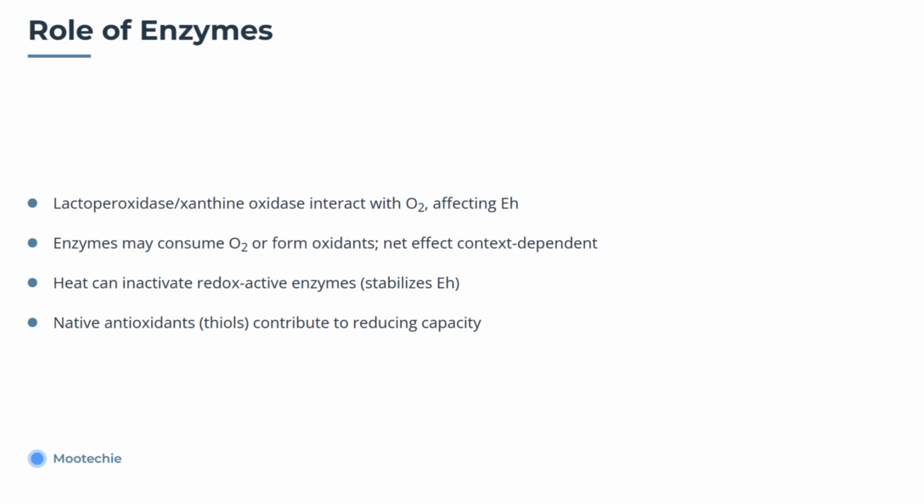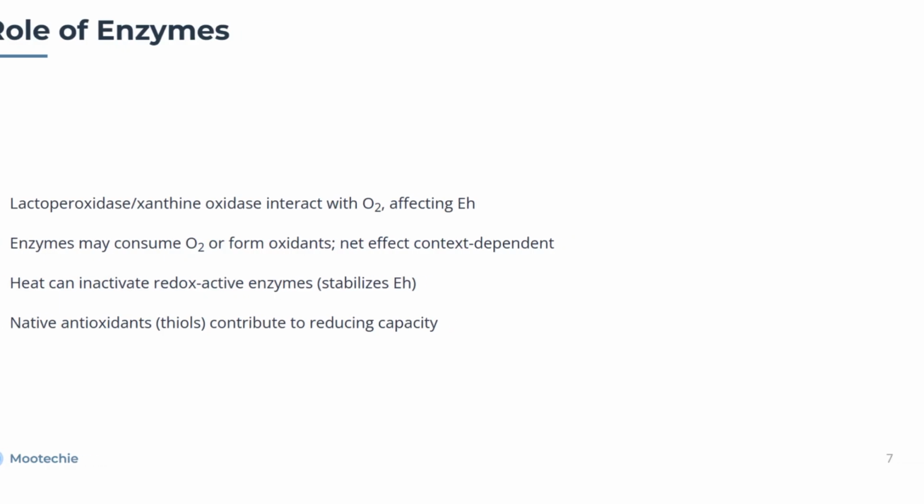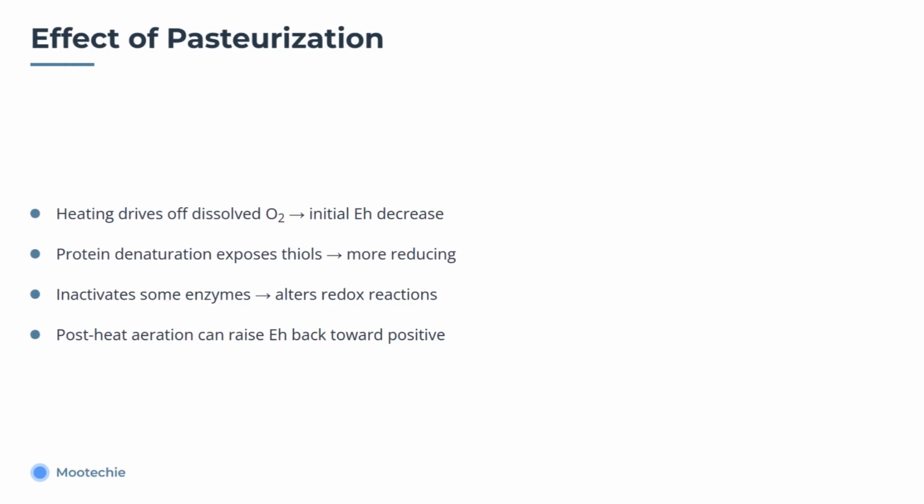As we continue, let's understand the role of enzymes. Enzymes like lactoperoxidase and xanthine oxidase interact with oxygen, affecting the overall EH. These enzymes may consume oxygen or form oxidant, so their net effect is highly context-dependent. Heat treatment can inactivate these redox-active enzymes, which stabilizes the EH. And we mustn't forget that native antioxidants, such as thiol groups, also contribute to milk's inherent reducing capacity.